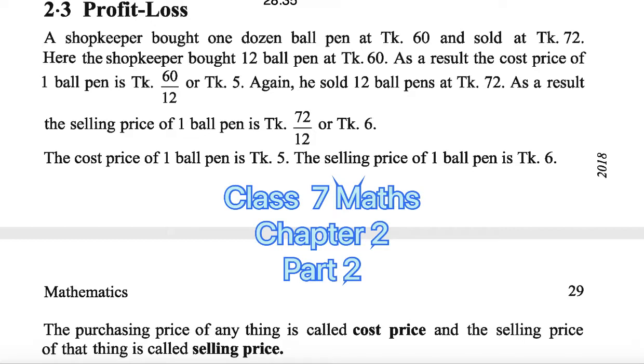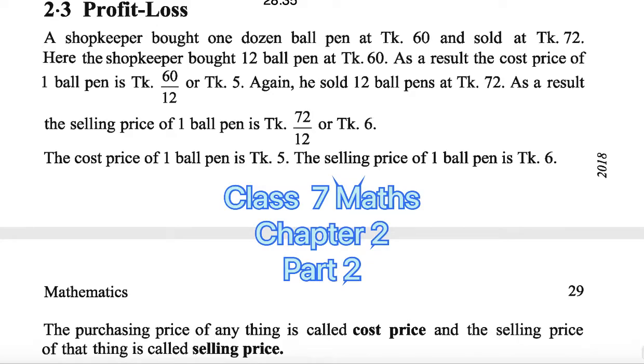Here the shopkeeper bought 12 ball pens at 60. As a result, the cost price of one ball pen is 60 by 12, that is 5 taka. Again, he sold 12 ball pens at 72. As a result, the selling price of one ball pen is 72 by 12, that is TK6. The cost price of one ball pen is 5. The selling price of one ball pen is 6.